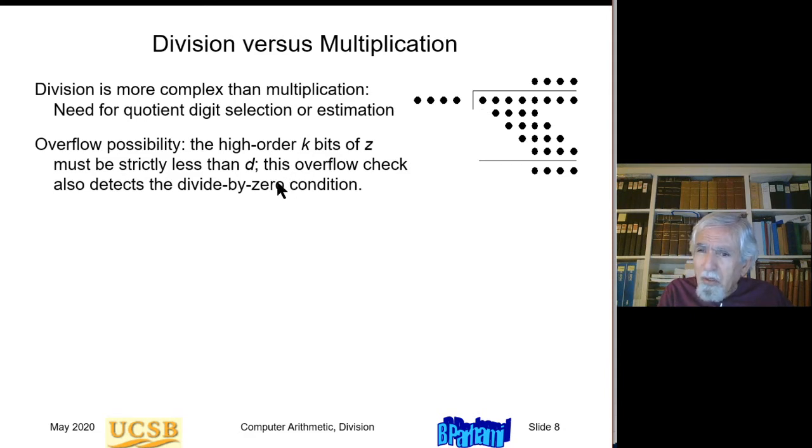Okay? And this also automatically detects divide by 0, because if this number is 0, then these 4 bits cannot be less than 0. At best they can be equal to 0. But equal to 0 is not sufficient for avoiding overflow. And less than 0 is impossible. Therefore, just checking that these upper k-bits represent a smaller number than the divisor avoids overflow and avoids divide by 0, both of them.